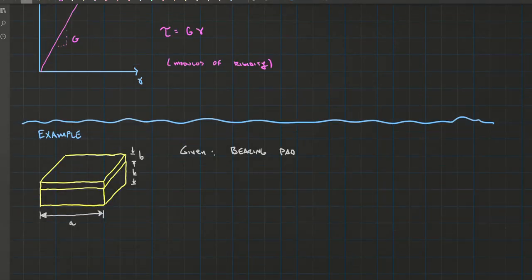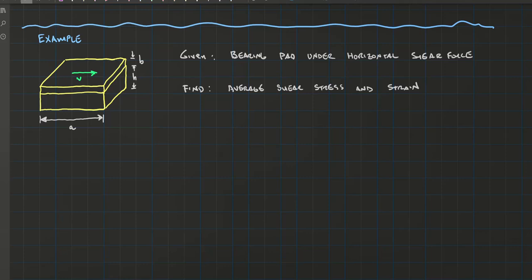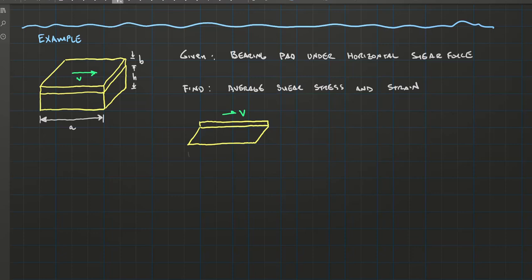Let's look at an example. Now say we were given this bearing pad over here on the left, and we apply a shear force to this surface. So given this bearing pad under horizontal shear, we want to find the average shear stress and strain. So what's going to happen here? We're going to apply this shear stress. So if I'm looking at the side view of it, we're going to apply this shear stress, and our bearing plate is going to deform.